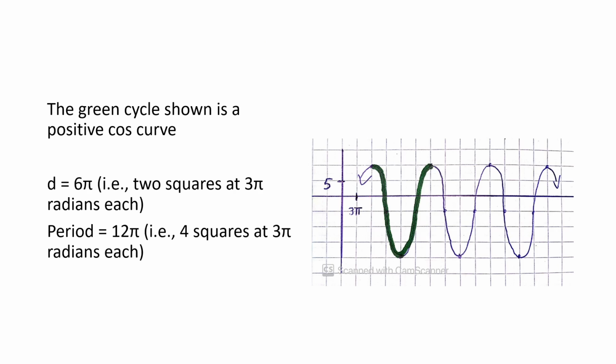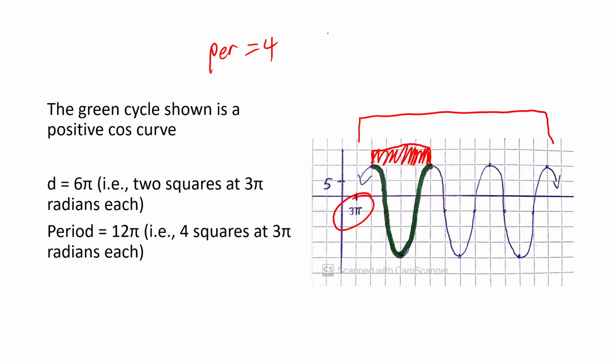Now, our period, you might look at this, and you don't want to count the entire horizontal distance of what you were given. That's not the period. The period is equal to the horizontal distance of one cycle. So the period is just equal to the horizontal distance bolded in there. And that is 4 squares. So you might be tempted to say, therefore the period is 4. But remember, each one of those squares is 3 pi radians because that's the scale given on the x-axis. So the period is really going to be 12 pi.